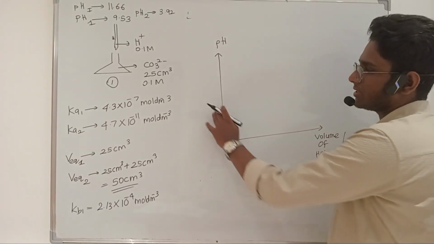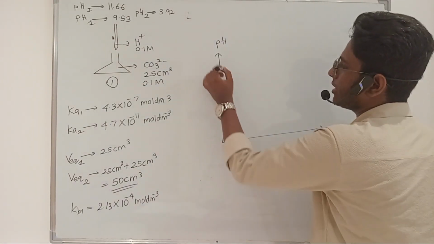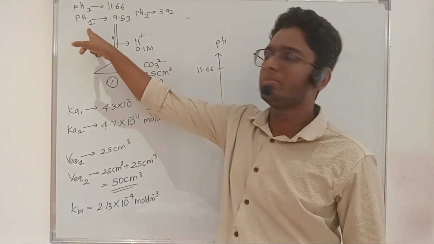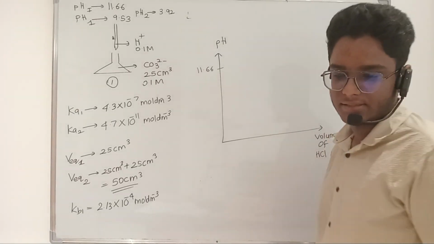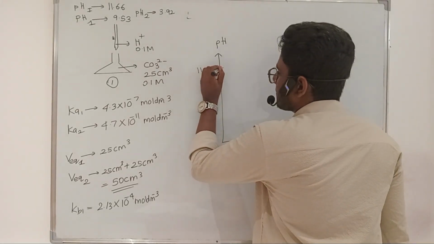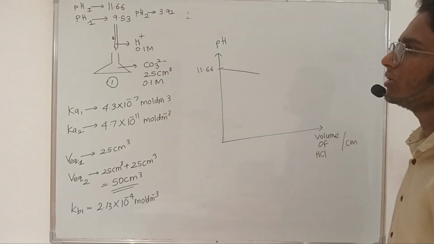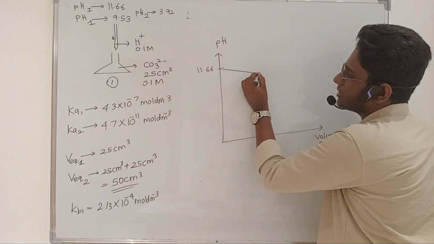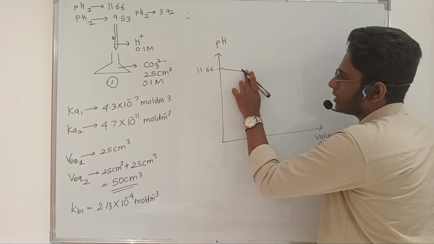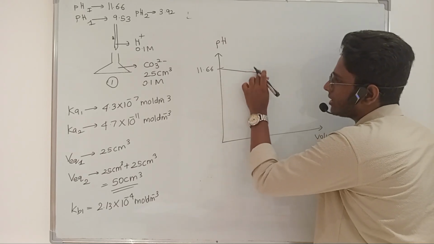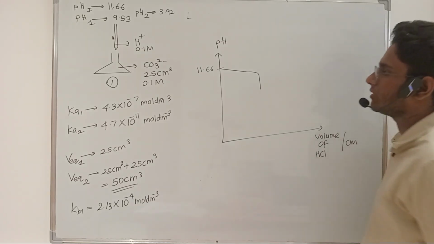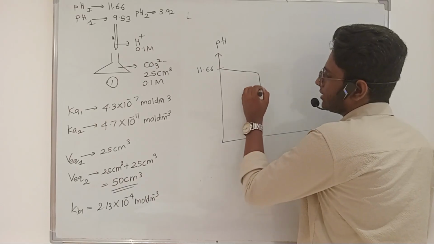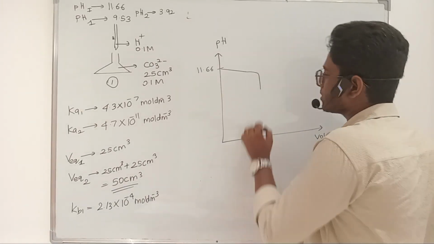First, what is the initial pH? 11.66, somewhere here. Now when you add acid, the pH is going to decrease. This is at the first equivalence point. There will be a rapid pH change at the equivalence point. You all know, when you're doing titrations, at the equivalence point there is a rapid pH change. So what is the pH around the first equivalence point? 9.53.